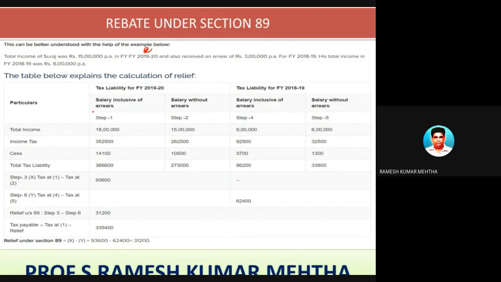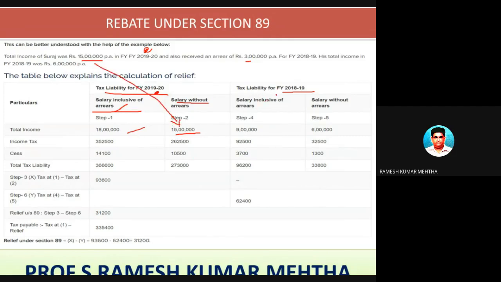So look at the headings. Salary, this is financial year 2019-20. This is financial year 2018-19. Salary inclusive of arrears of 2019-20. Inclusive means 15 lakhs plus 3 lakhs, 18 lakhs. Salary excluding arrears is 15 lakhs, because this is 15 lakhs.